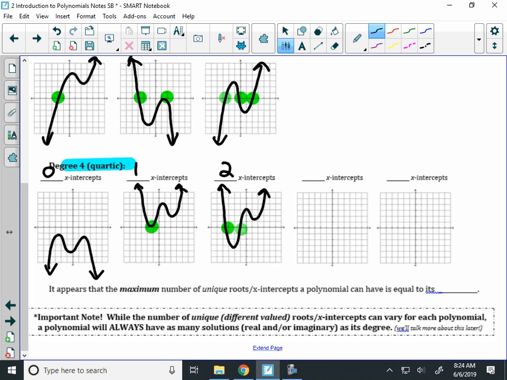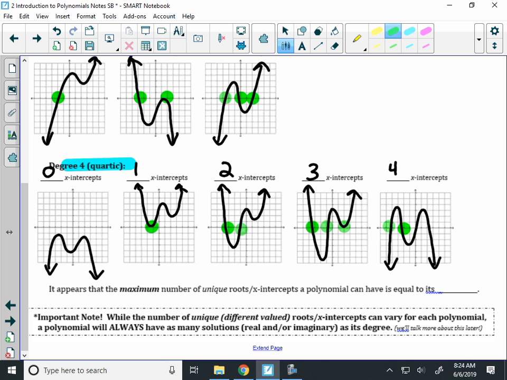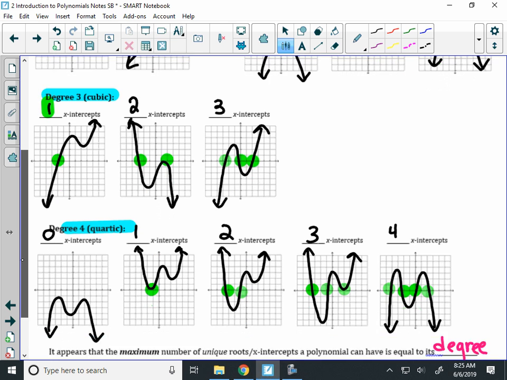You could have 3 x-intercepts, where you come down, up through, and then come and touch the axis. That would give you 3. And you could have 4 x-intercepts, where you cut through every time and cross the axis 4 times. So it looks like the maximum number of x-intercepts or roots that you could have that are unique or different is actually equal to the degree of the polynomial. So here in degree 4, I had 4 x-intercepts as the most. Degree 3 had 3 x-intercepts as the most, and so on.